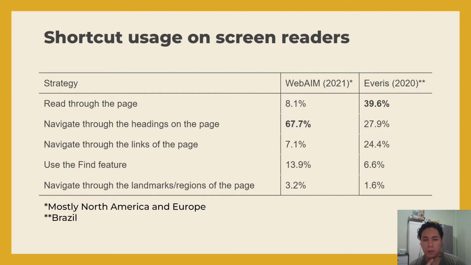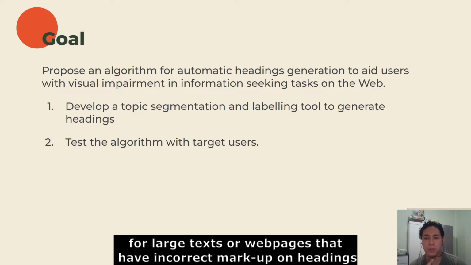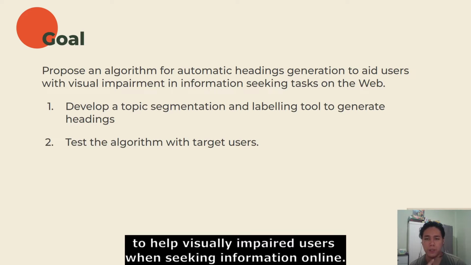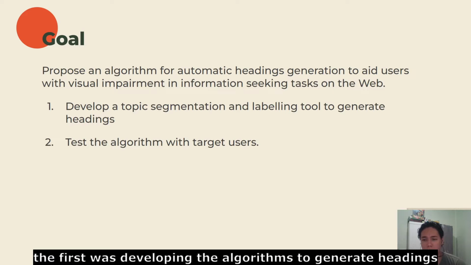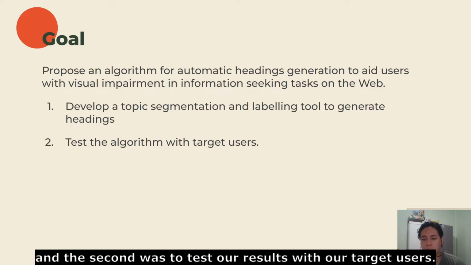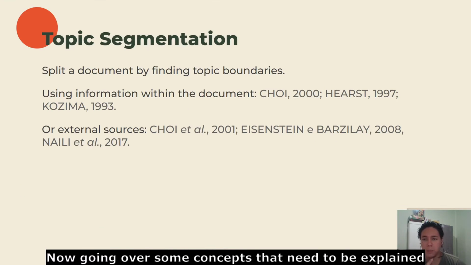And because of that, we proposed an algorithm that could automatically generate headings for when you have a large piece of text or you find a web page that has incorrect markup on headings, to help visually impaired users when seeking information online. And this project was divided in two stages. The first one was developing the algorithms to generate headings, and the second one was to test the results with our target users. So going over some concepts that need to be explained.